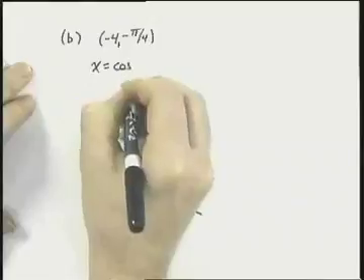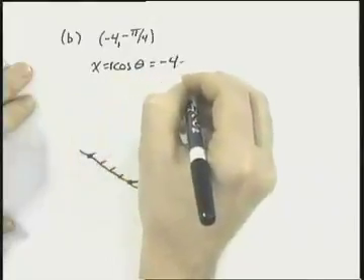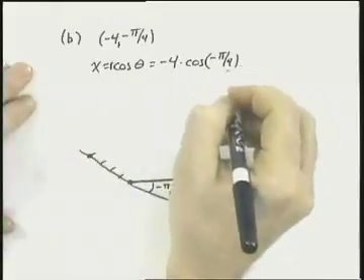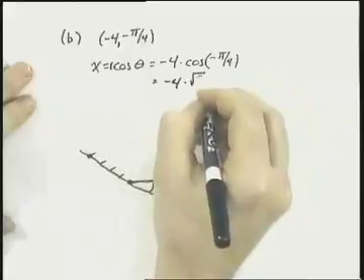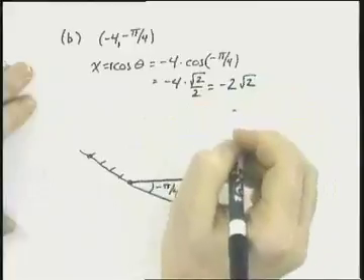X equals r cosine of theta. So that's -4 times the cosine of negative pi over 4. Cosine of negative pi over 4 is positive square root of 2 over 2. So I get -2 root 2.